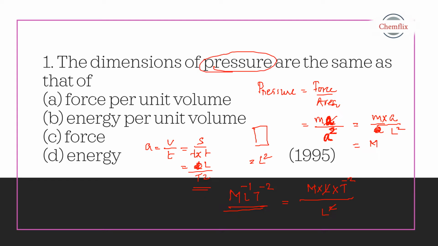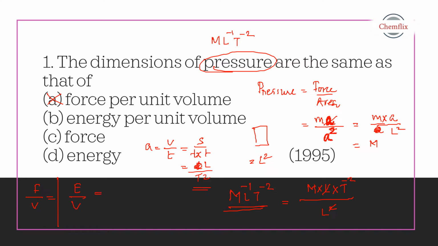So the dimension of pressure is M L raised to minus 1 t raised to minus 2. You have to find out which of these options has the same dimension. So force per unit volume is force divided by volume, F by V. Here it is force by area and there it is force by volume. So this is wrong. Now energy per unit volume.